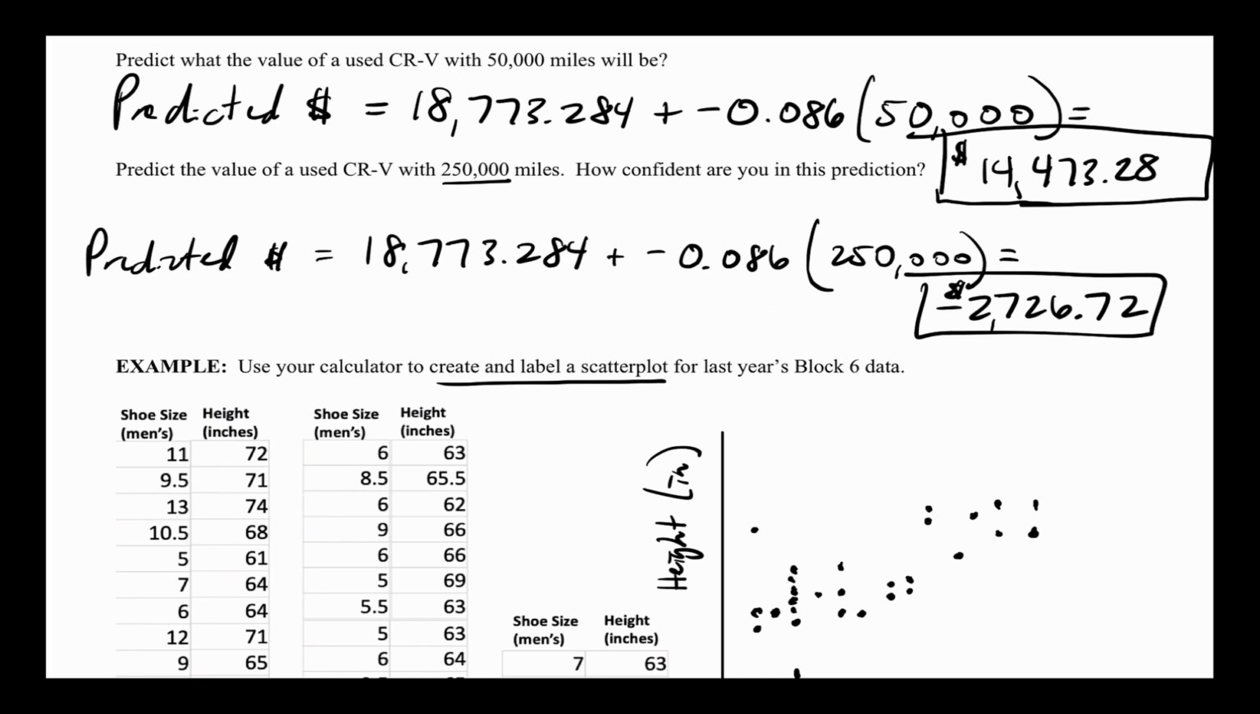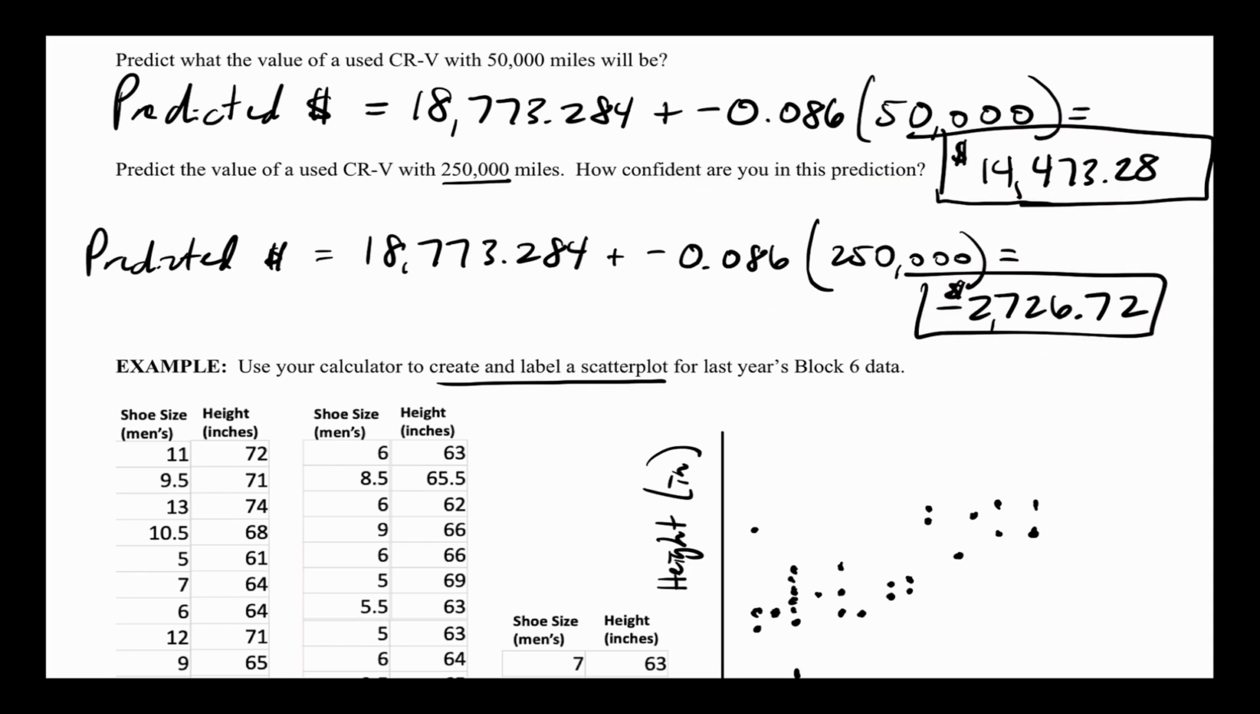So the next part of the question says, how confident are you in this prediction? Well, I'm not very confident because it's a negative number. When you sell things, you always get money. Like for the previous question, if you sell it, you would sell it for $14,473.28. Here it's a negative number. So what that means is you're literally paying someone to take it. That's not selling. That's giving it away plus giving them money on top of it. That's not how things work.